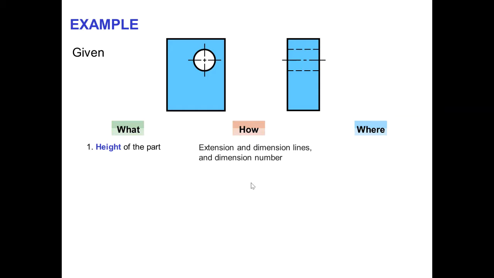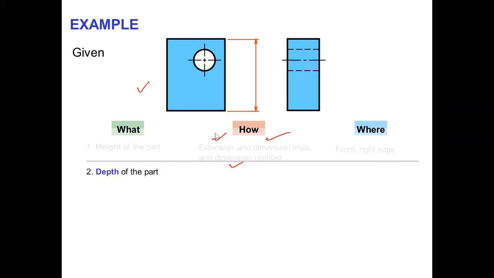ठीक है, आपके पास पहला पार्ट ये आ गया कि आपने ये जो पार्ट है इसकी हाइट को डायमेंशन करना है. अब आपने किस तरह डायमेंशन करना है, आपको एक्सटेंशन लाइन्स चाहिए होंगे, आपको डायमेंशन लाइन्स चाहिए होंगे और आपको डायमेंशन नंबर चाहिए होगा. अब द नेक्स्ट लास्ट थिंग इज वेयर. अब आपने इसको कहाँ पे डायमेंशन करना है, फ्रंट राइट एज. ठीक है, दिस इज ऑल्सो इम्पॉर्टेंट इन अ वे कि आप देखें यहाँ पे जो हाइट है वो यहाँ पे भी मेंशन हो सकती है, बट दिस इज मोर ऑफ अ क्लियर व्यू. सो आपने देखा कि फ्रंट व्यू में राइट एज की तरफ मैं इसको डायमेंशन कर सकता हूँ.